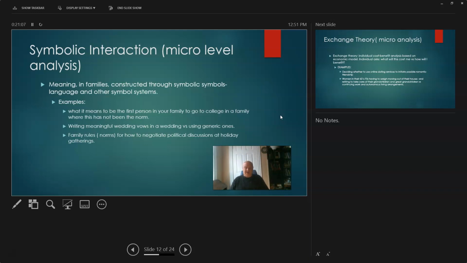These are things that we don't go into now because they're micro level analyses. For an analysis to happen, we have to do some observations or some interviews. A lot of what we call qualitative research in sociology.